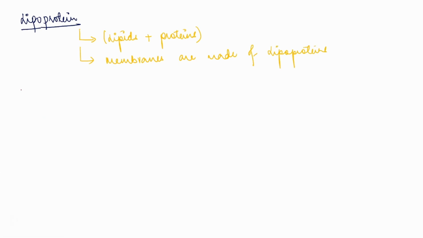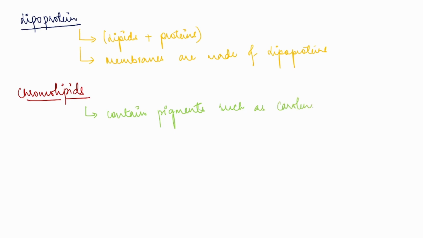Next is chromolipids. Now what are chromolipids? Chromolipids contain pigments such as carotenoids. Chromo means color. They contain pigments such as carotenoids, and we call them chromolipids, right?